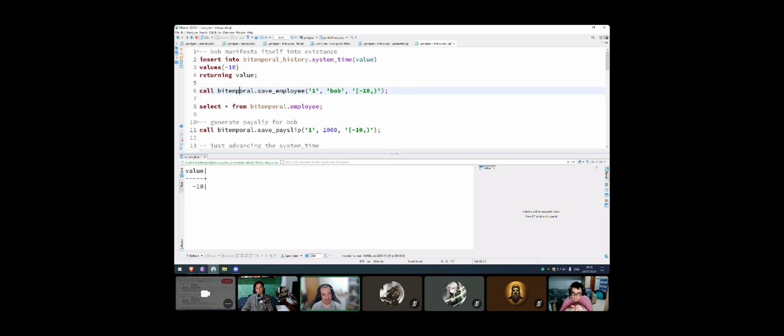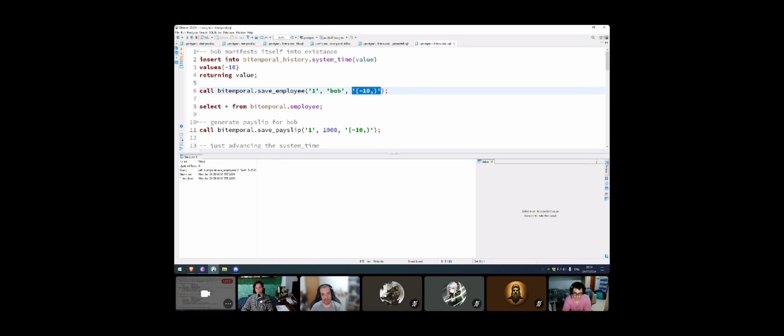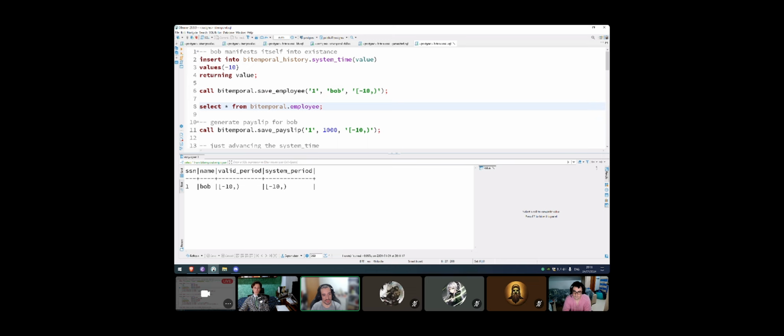and this is when the employee starts working here, for instance. So you call the save employee, the SSN, the name, and the valid period for him, which in this case is an open range, because I don't know when he's no more an employee. So just so you see, it's here, and the system period is also recorded here.